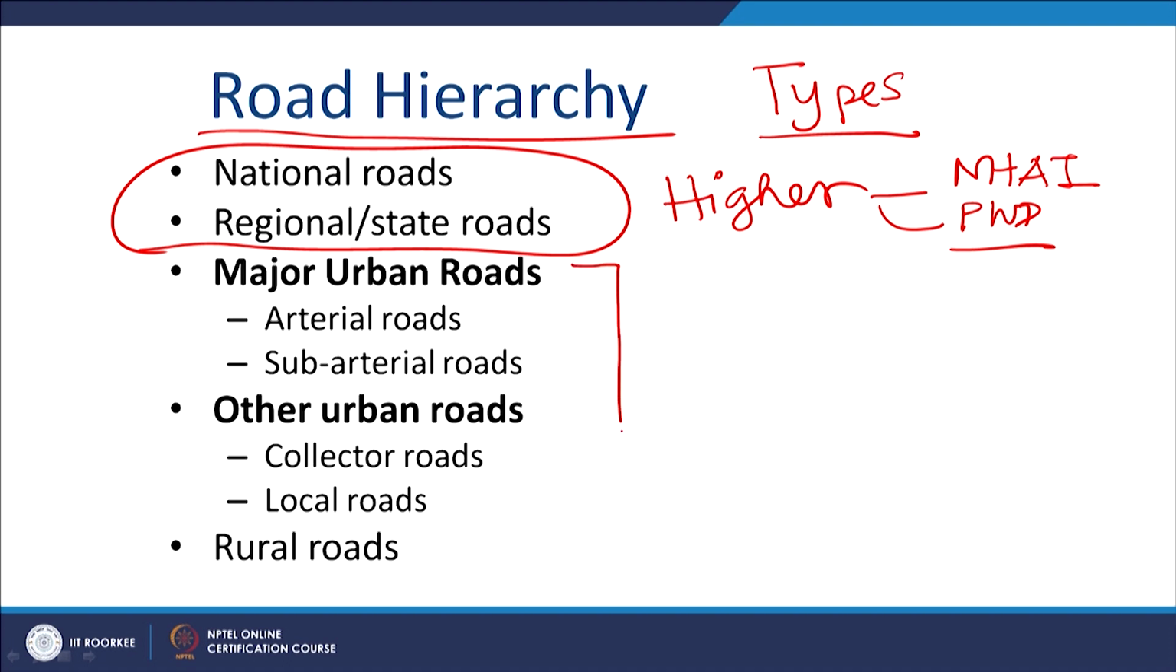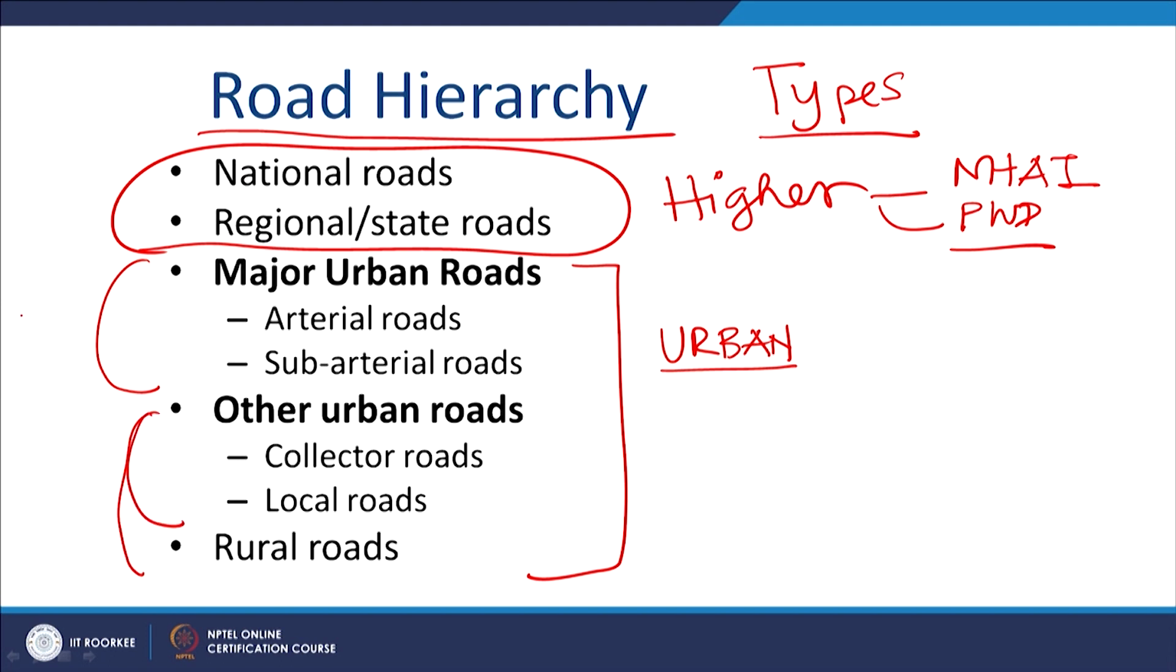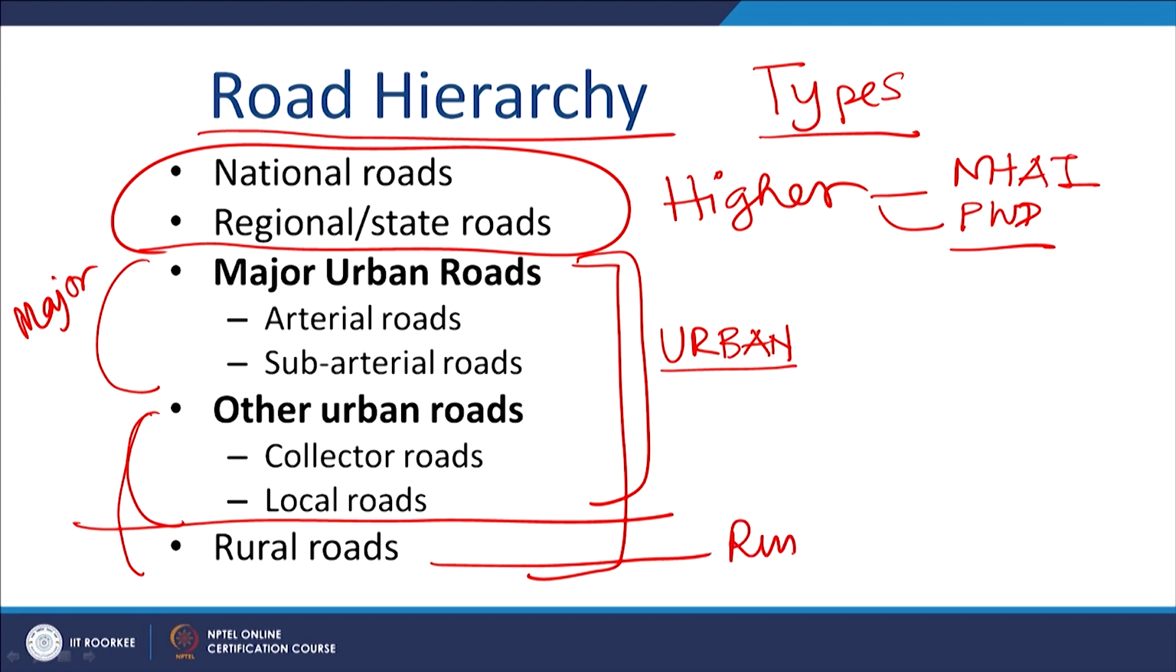Now, these roads are called urban roads, and these roads are basically constructed at the city level. We divide them into two categories, one is major and another is other roads. And apart from the urban road, there are roads like rural or semi urban. Now, under the major road there are two categories, arterial road and subarterial road, and under the other roads, the minor roads, there are collector roads and local roads.